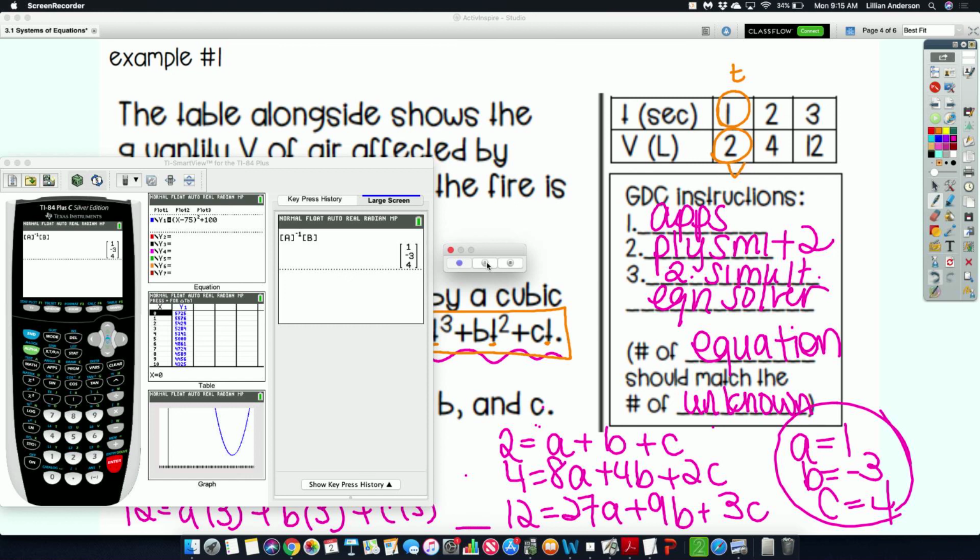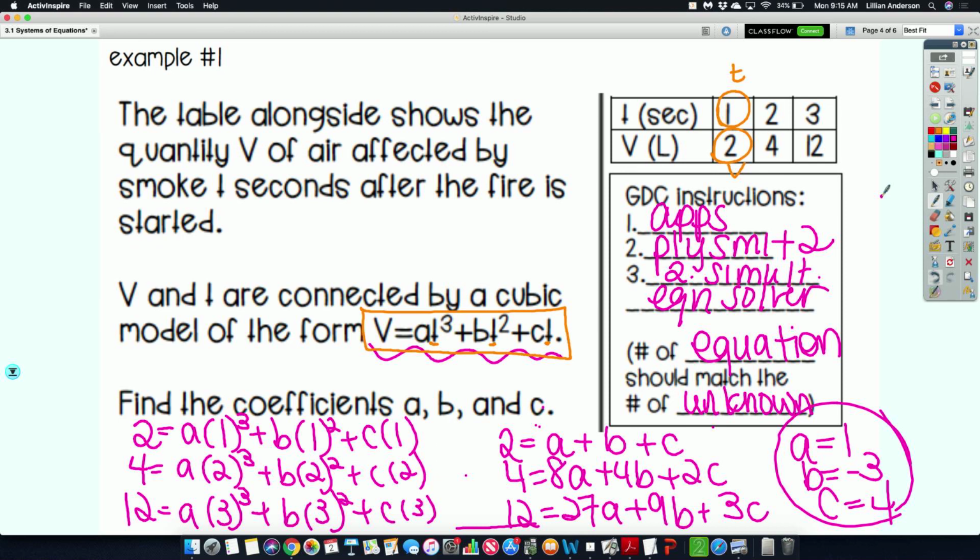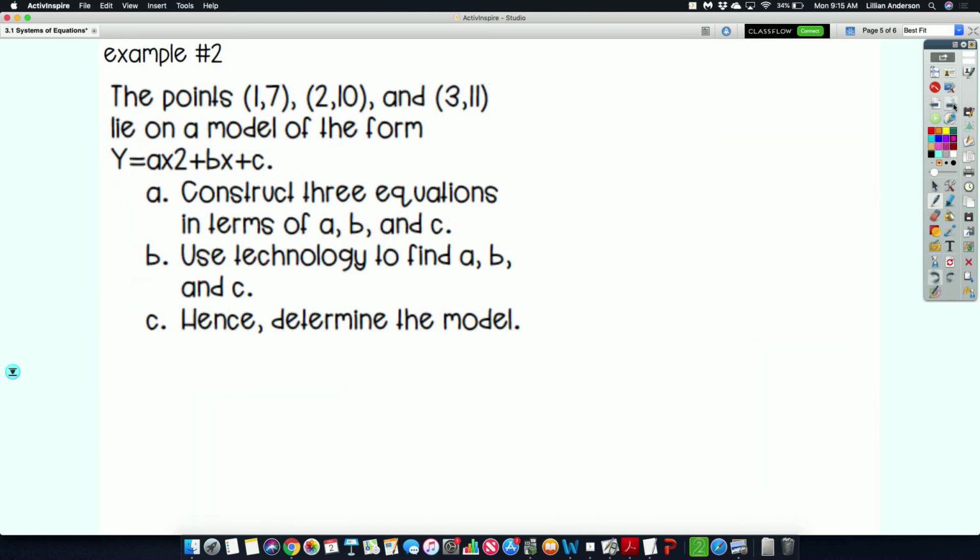So the main thing with this is you want to make sure that your number of equations either match or are greater than your number of unknowns for you to be able to solve a simultaneous equation. Let's look at this one. It says the points (1, 7), (2, 10), and (3, 11) lie on a model in the form of, that is a typo, y equals ax squared plus bx plus c. We need to construct our 3 equations in terms of a, b, and c. Remember what it says in terms of, that means that a, b, and c should be a part of your equation. Of course, we're going to use technology to find the value of a, b, and c, and hence we are going to actually write what the model is. Okay?